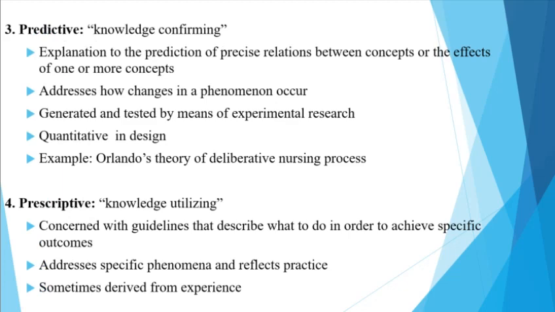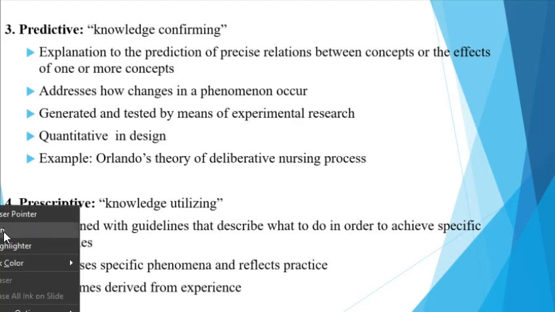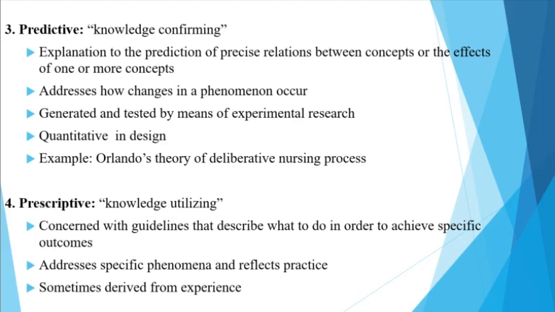It is an explanation to the prediction of precise relations between concepts or the effects of one or more concepts. It also addresses how changes in a phenomenon occur, and is generated and tested by means of experimental research and quantitative in design. So the best example for this is Orlando's theory of deliberative nursing process. What is the nursing process? Okay, we have 5 phases of nursing process, or the ADPIE.